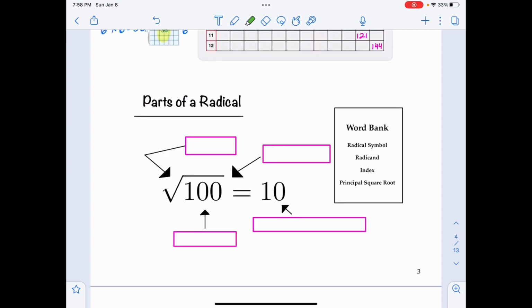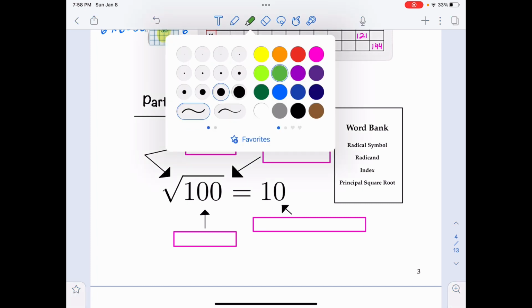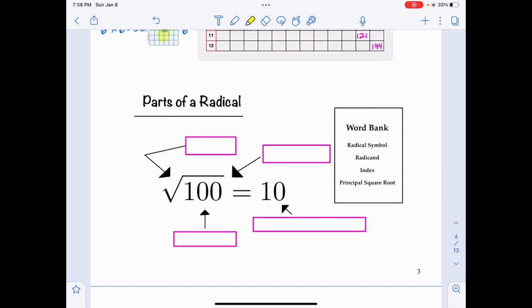On to radicals and parts of a radical. So for parts of a radical, we're going to use our word bank. The first thing we're going to highlight here is the radical symbol. That kind of looks like division. And it kind of is division.